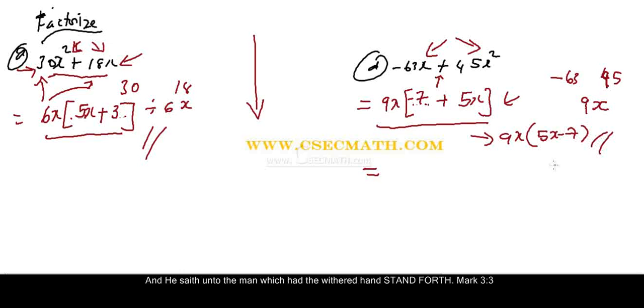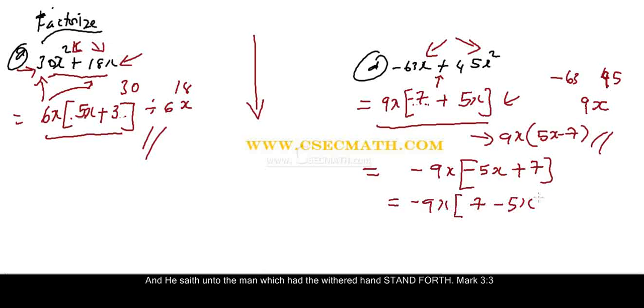That's an absolute solution. In case you want it the other way, that is instead of it being a positive 9x, you wanted to have a negative 9x, still it's no problem. The moment you place a negative 9x, you have to change the signs of positive 5x, that would become negative 5x, and negative 7, that would become positive 7. Hence the new solution would be negative 9x times 7 negative 5x.